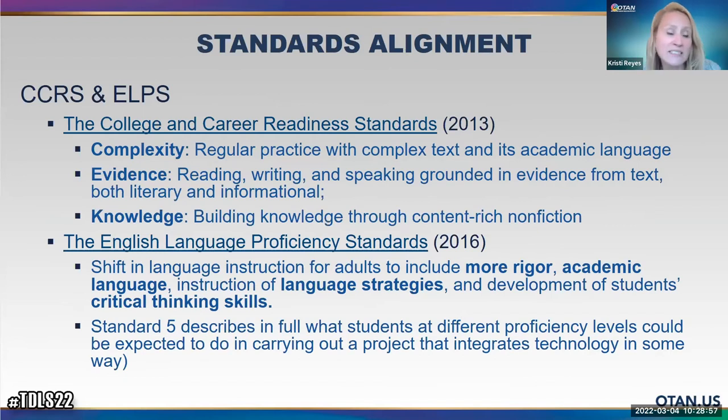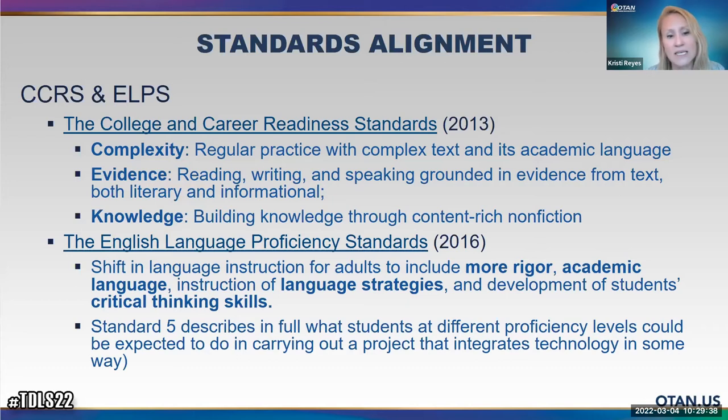So as far as standards-based, probably you've heard of CCRS, and that's more for ABE adult secondary. That was in 2013, and it calls for more complexity in the text that we use, more having students read and write and speak, making presentations, not about your feelings, not about your personal experiences, but grounded in evidence from the text, and building students' knowledge. So bringing in different topic areas, maybe different subject areas that they may encounter in college and careers.